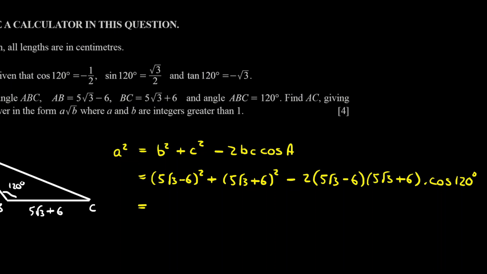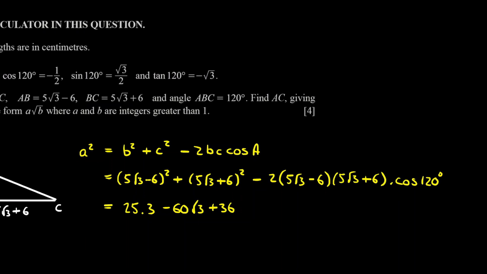If we do that, 5 squared is 25, root 3 squared is just 3, so we get 25 times by 3. And we're going to get 5 root 3 times by minus 6, which is minus 30 root 3, but we're going to have 2 of those, that's minus 60 root 3. Then we're going to get minus 6 squared is positive 36.